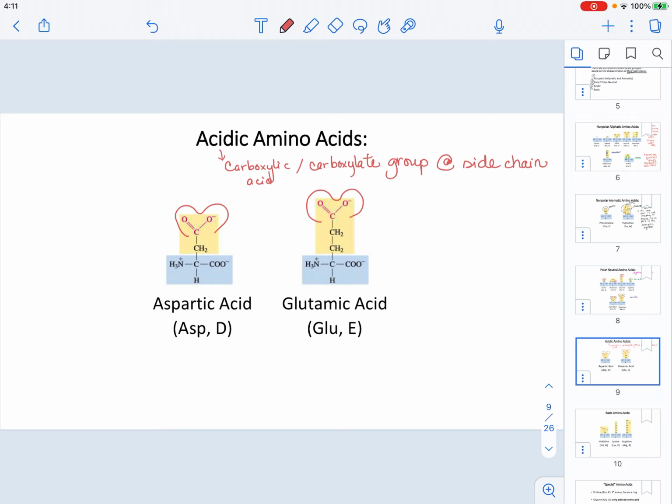So again, the two amino acids that are part of the acidic amino acids are aspartic acid, which if you have a carboxylate, is also known as aspartate. And when it comes to glutamic acid, when you have the carboxylate, it is known as glutamate. So understand that those names can be used interchangeably.